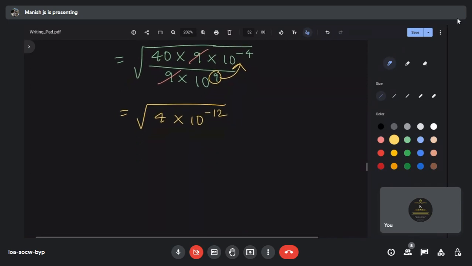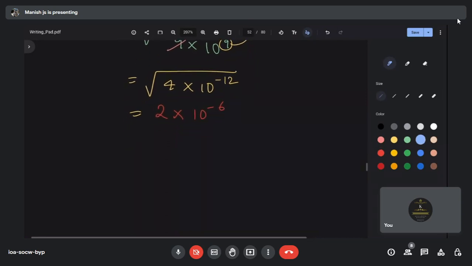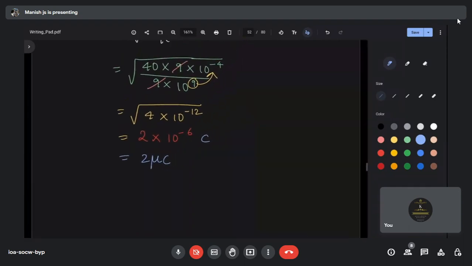If you extract it outside the root, 2 will come outside from the 4, and 10 power minus 12 can be written out of the root as 10 power minus 6, the whole square, then 12. So the answer is 2 into 10 power minus 6. What is 10 power minus 6? Micro. So the answer is 2 microcoulomb.